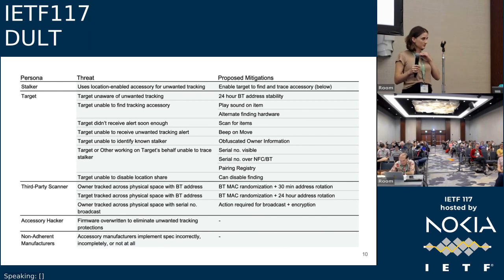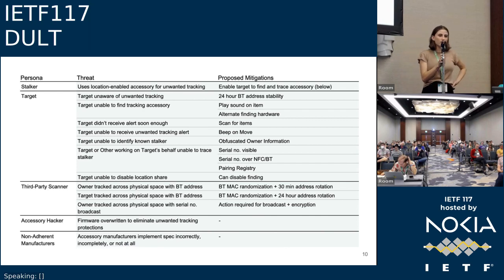On the third-party scanner piece, the way that this is presented sort of presupposes that there is no other information being broadcast that could be used for tracking outside of the Bluetooth address or the serial number. But in the draft, there's this proprietary payload blob, which we have no idea what goes in there. So would you consider that as an additional threat, tracking based on any field? I think that is a great point. We don't want to consider tracking just based on the address. We also want to consider tracking on payload stability. That's a great point. Okay, thanks.